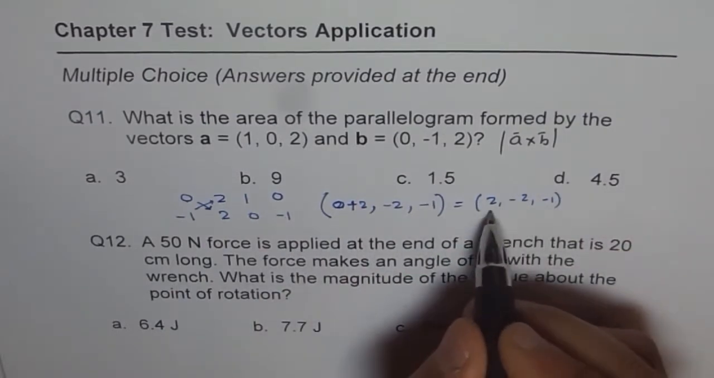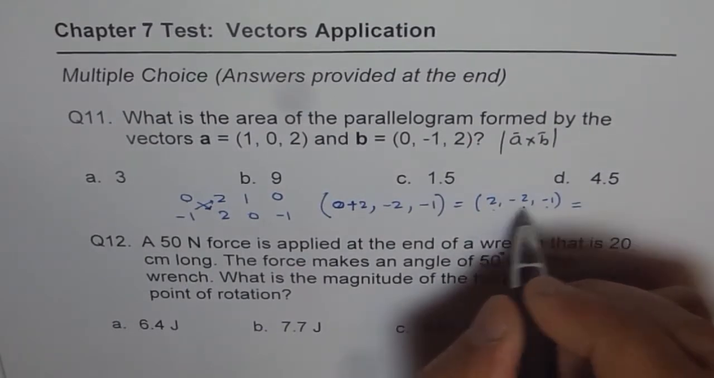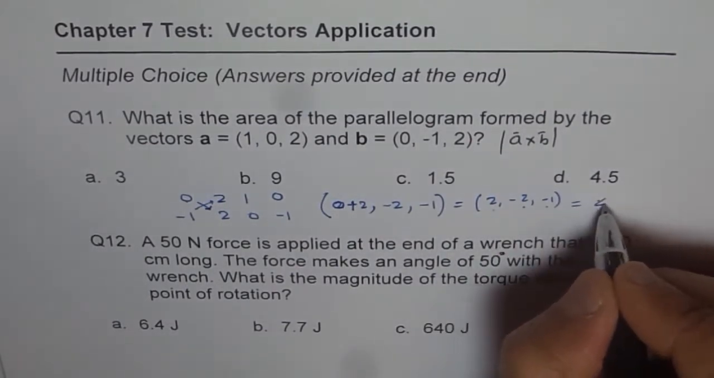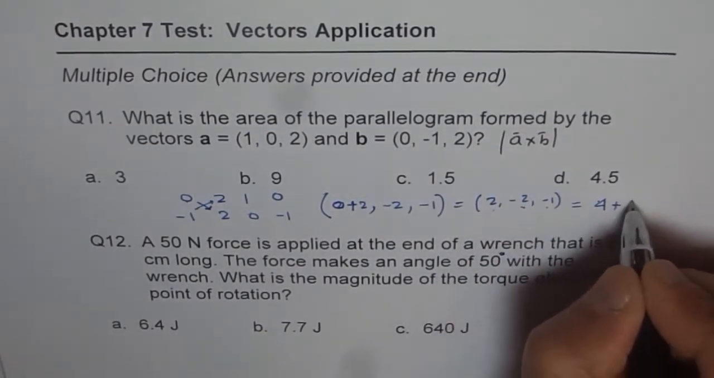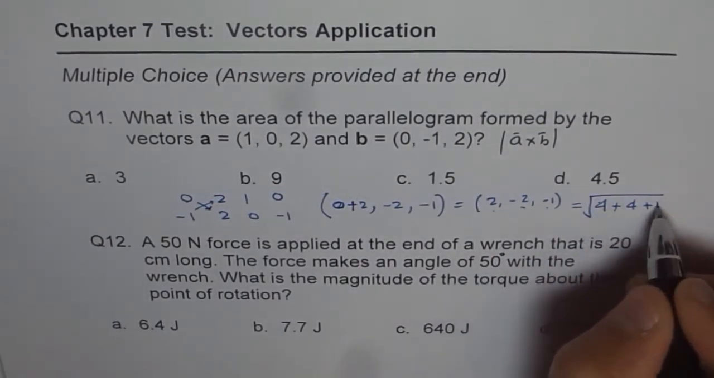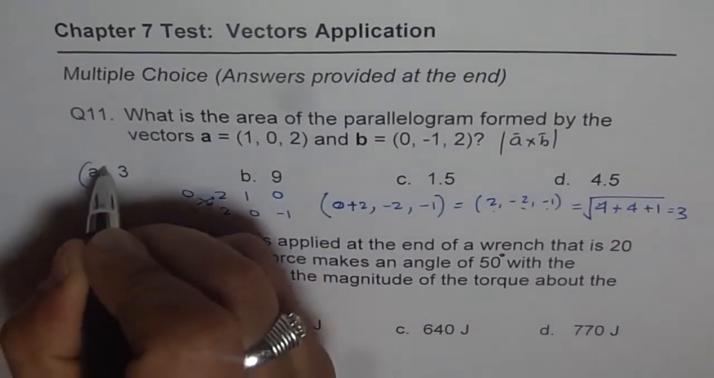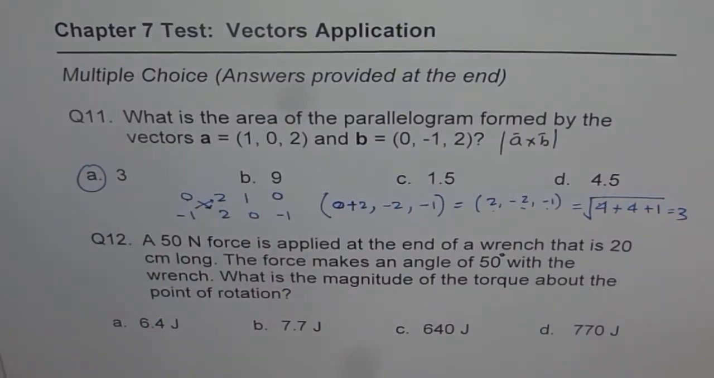The magnitude will be the square root of a square plus b square plus c square, right? So 2 square is 4. Let me write this: square root of 4 plus 4 plus 1. We are doing a shortcut here. So it is 8 plus 1, 9. Square root of 9 is 3, right? So we get our choice, A, as the answer. Do you see that? That is how you have to get the answer.